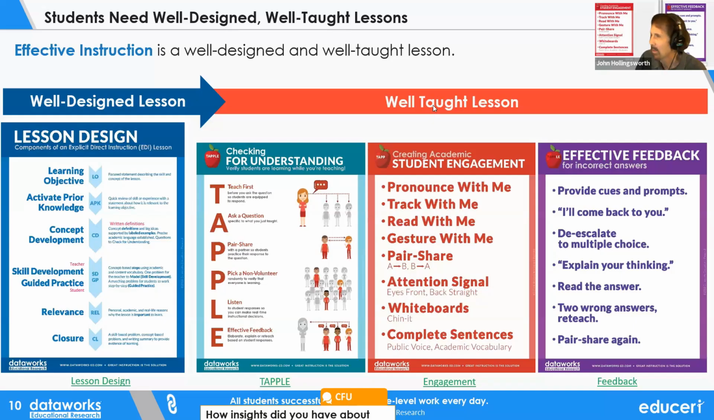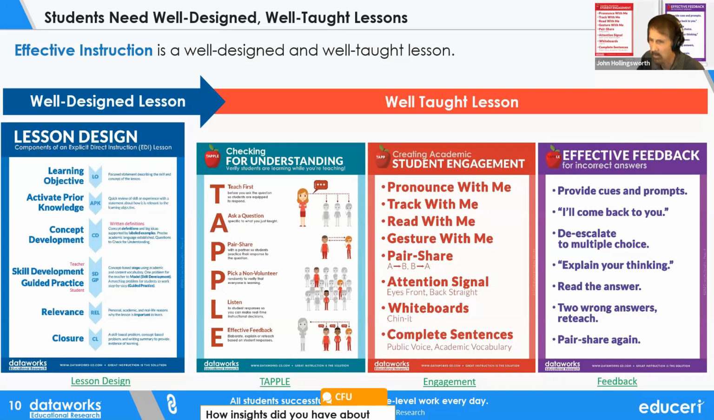You remember last time we said EDI was lesson design and lesson delivery. The design are the components from learning objective to closure. The delivery is checking for understanding, student engagement, and corrective feedback when students have an incorrect answer while we're checking for understanding. All right, so we were in this part last time. The student engagement norms are what we use the most while we teach. This is really how we deliver the lesson.